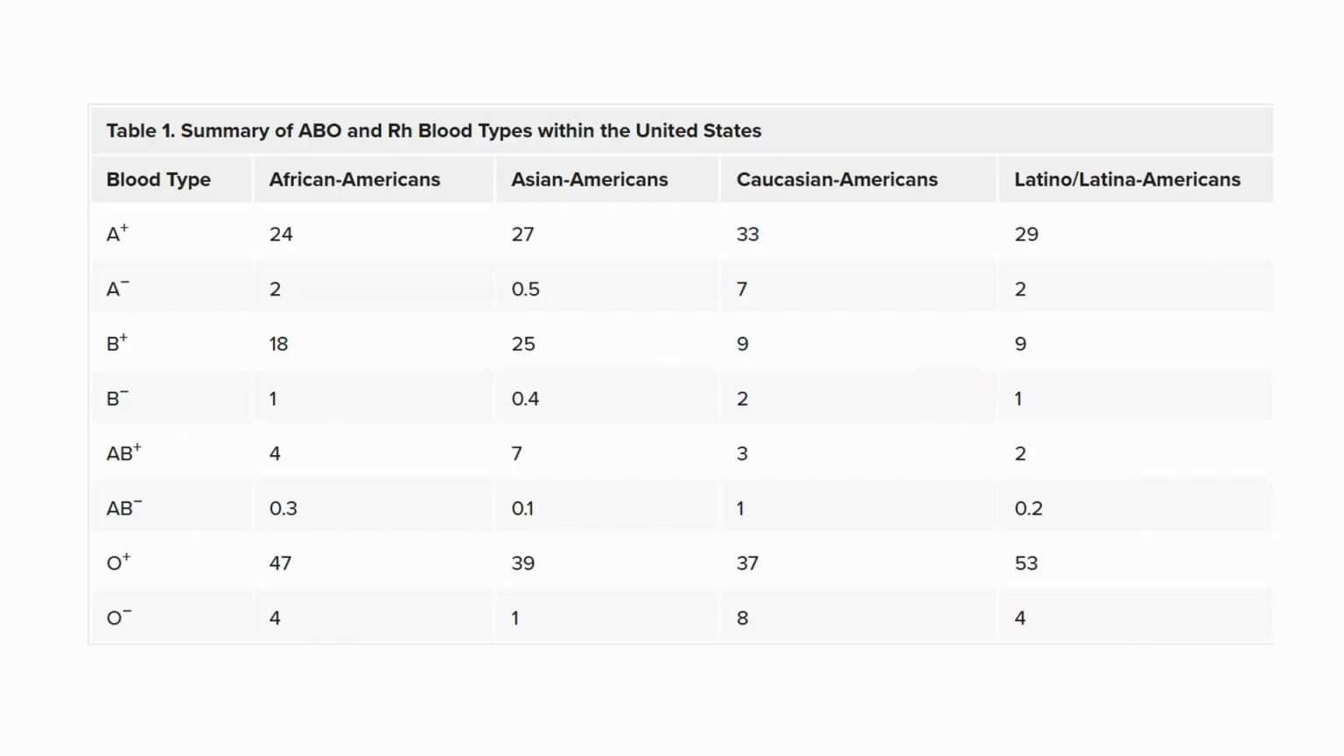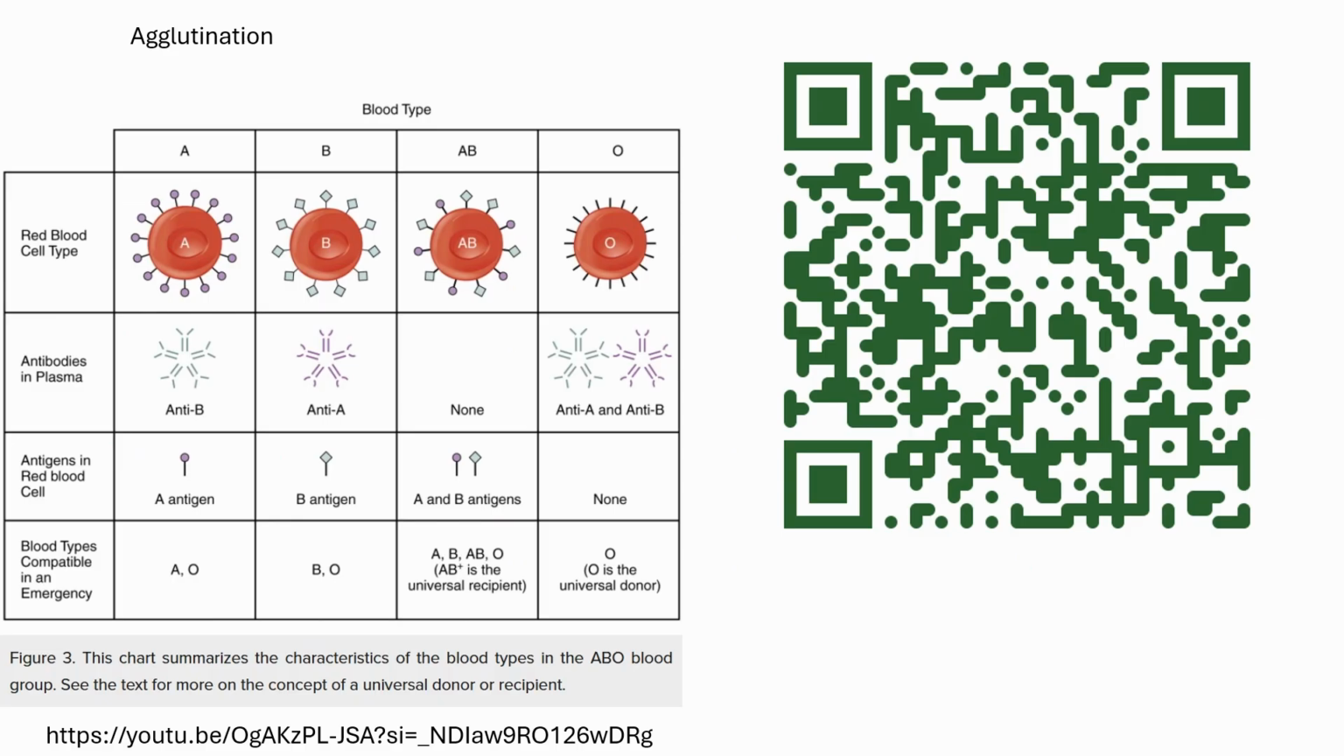Exciting, right? So first off, the most common blood type in the US is O positive. Depending on your race and ethnicity, it could be as high as 53%, half of certain ethnicities. So what is agglutination?